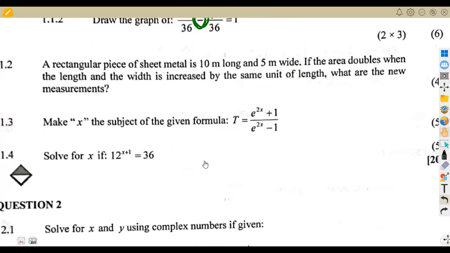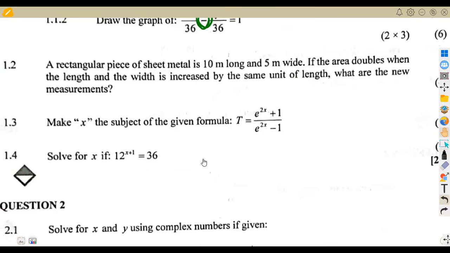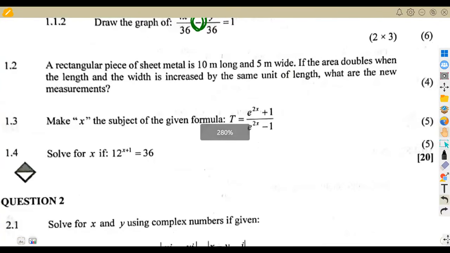This is 1.2, it's just got 4 marks. We are given a rectangular piece of sheet that is 10 meters long and 5 meters wide. The area doubles when the length and the width are increased by the same unit of length. We do not know that length that is going to be increased. What are the new measurements?